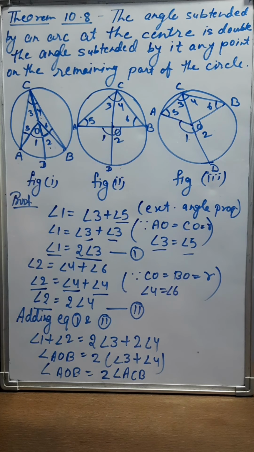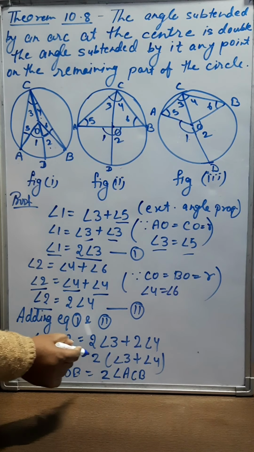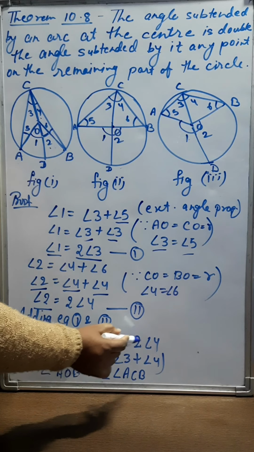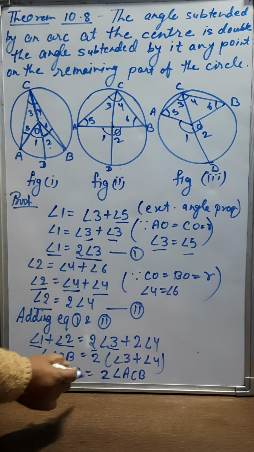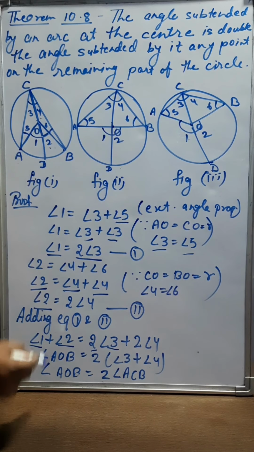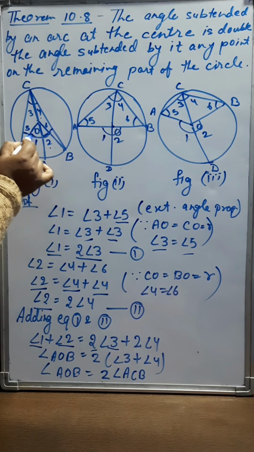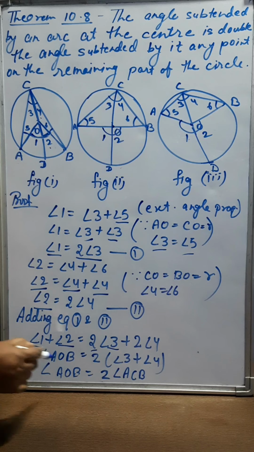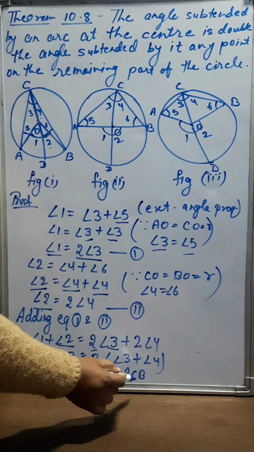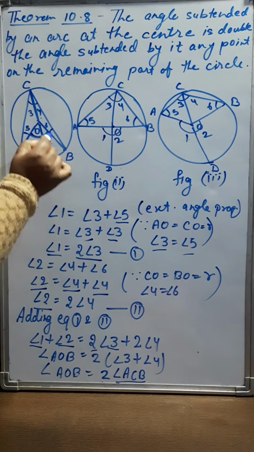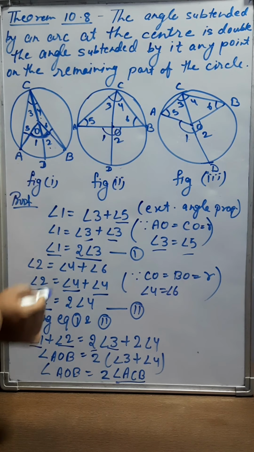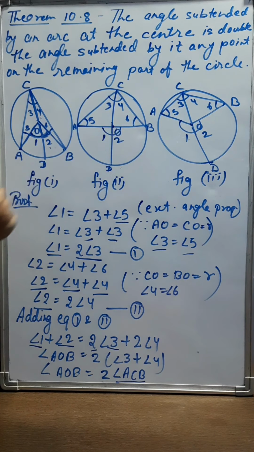Now we are adding equations 1 and 2. When you add equations 1 and 2, you will have angle 1 plus angle 2 is equal to twice of angle 3 plus twice of angle 4. From these two, twice can be taken out common: angle 3 plus angle 4. Angle 1 plus 2 will give you angle AOB. And 3 plus 4 will give you angle ACB. So you can see angle AOB is coming twice of angle ACB. And this is true for all the three cases.